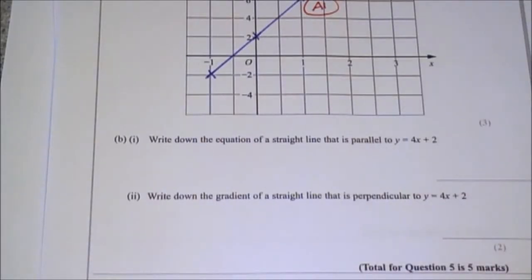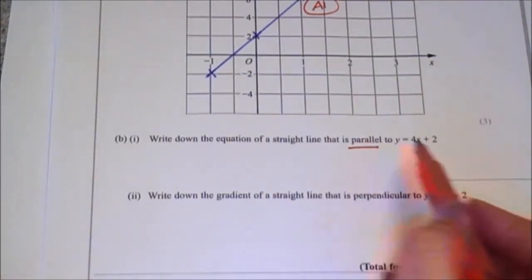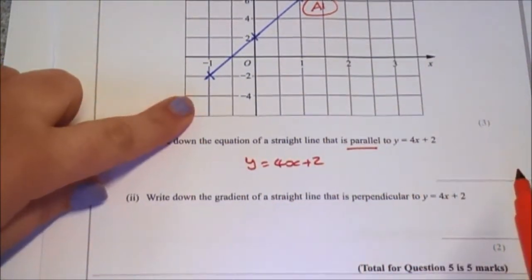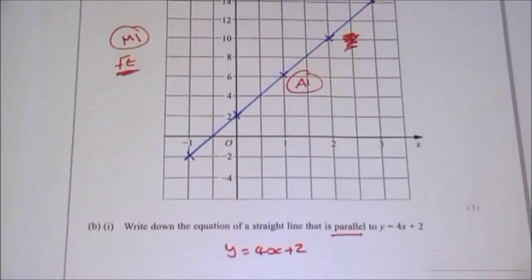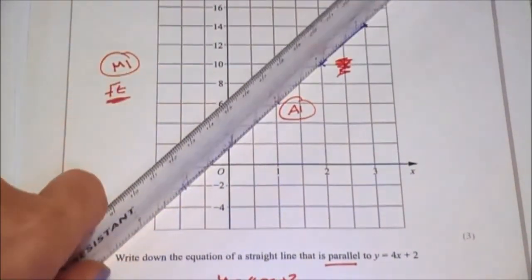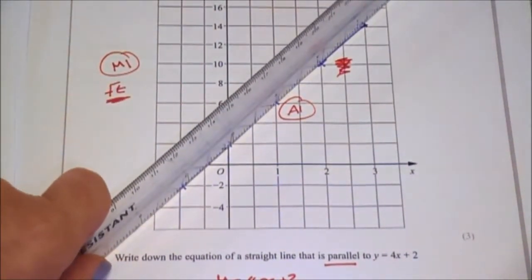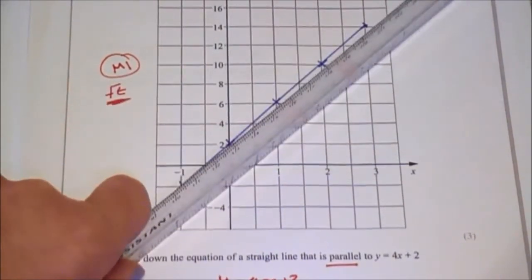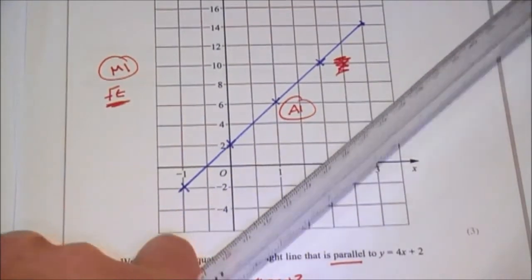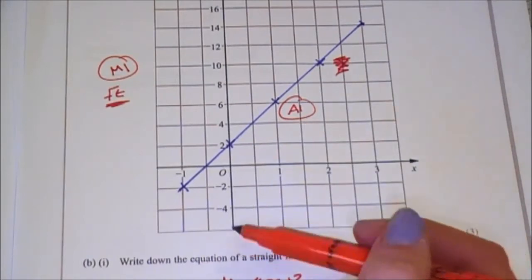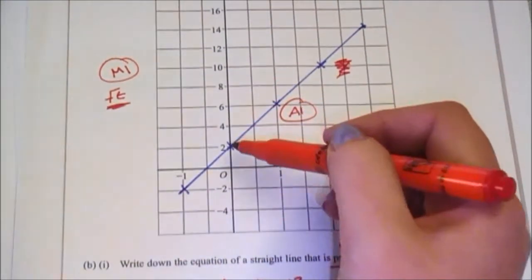Question B wants you to write down the equation of a straight line that's parallel to y equals 4x plus 2. So that was that line there, y equals 4x plus 2. Now, hopefully, you know that parallel lines are like train tracks. They run alongside each other and don't touch. So if that is our line, a parallel line might be there, or there, or there, or there, or there, or there.